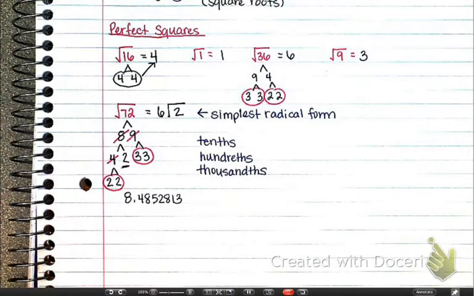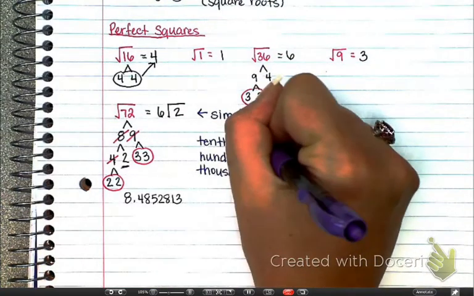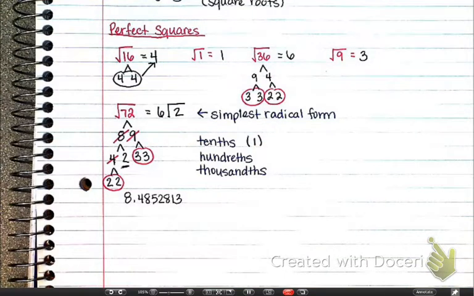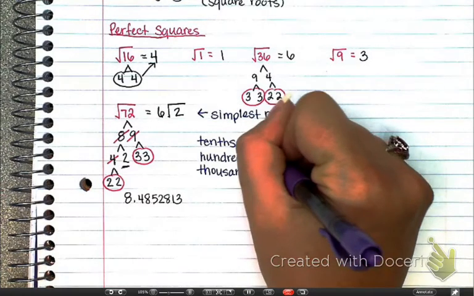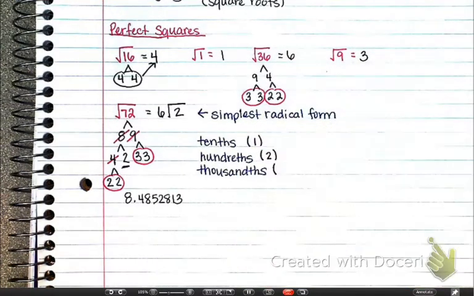So if I want you to round to the 10ths, how many numbers after the decimal should I have? 1. So if you're rounding to the 10ths, there should only be 1 number after the decimal. What about the 100ths? 2. And the 1000ths? 3.